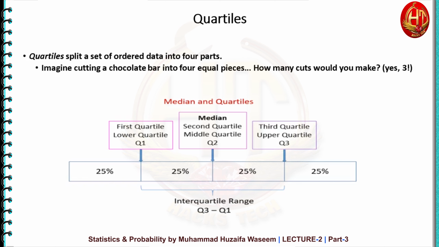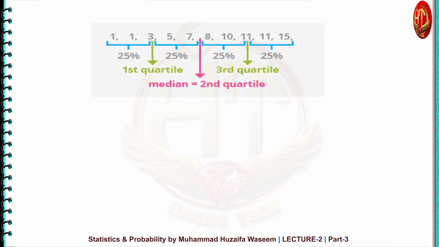So there are three types of the quartiles: Q1, Q2 and Q3. Q1 is called first quartile or also called lower quartile. Q2 is called second quartile or also called median. Q3 is also called third quartile or upper quartile. Okay. Now you can see in this picture the range series is divided into 4 equal parts.